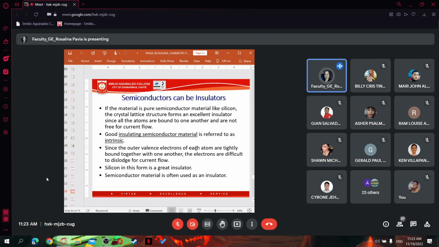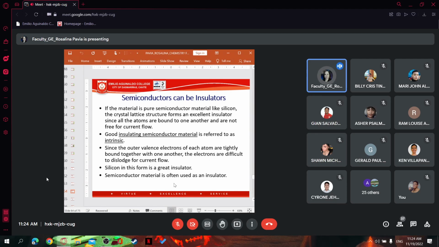Since the outer valence electrons of each atom are tightly bound together with one another, the electrons are difficult to dislodge for current flow. Hindi pwedeng matanggal yung electron. So silicon in this form is a great insulator. Semiconductor material is often used as an insulator. But the name is semiconductor, di ba? So how can an insulator like silicon serve as a conductor also? Kasi nga semi, di ba? Semiconductor. It can be an insulator, it can be a conductor.